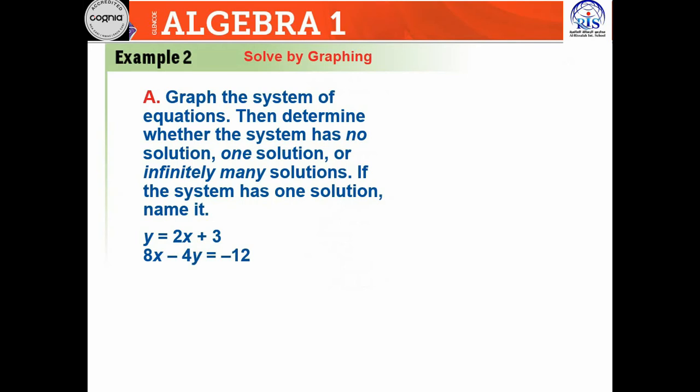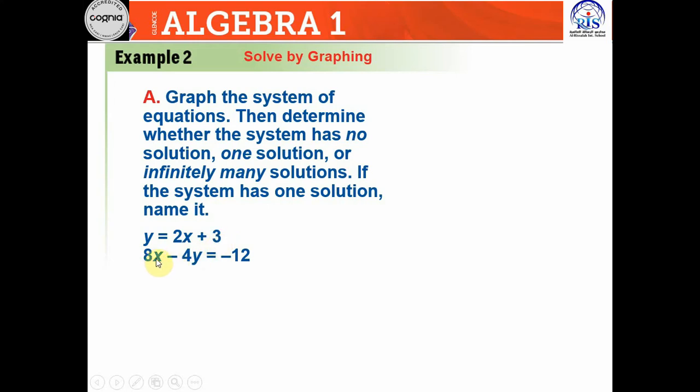How can we solve system by graphing? Of course, it's very simple. We have to graph each line on the coordinate plane. Then I check if they intersect in one point or in infinite number of points or if they do not intersect at all. Here I have y equals x plus 3. Here 8x minus 4y equals negative 12. The first equation, y equals x plus 3, is in slope-intercept form. I can graph directly. I know that slope m equals 1 and y-intercept b equals 3.